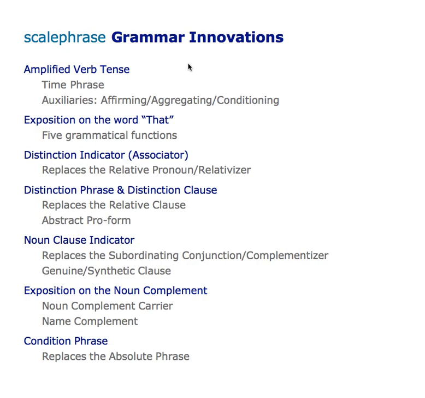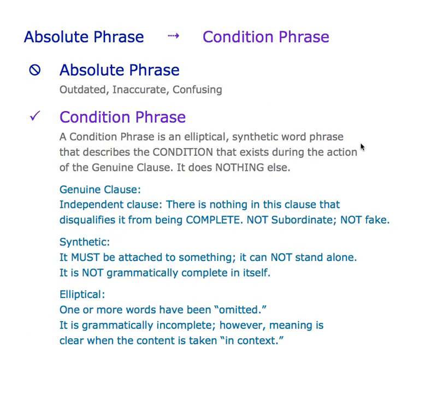Here is a partial list of my grammar innovations. I added a new one today, condition phrase, and I'd like to talk about it a little bit more. I talked about this in my previous video. I changed the name from absolute phrase to condition phrase. Absolute phrase is outdated, inaccurate, confusing. It's just a crappy name. I named mine condition phrase.